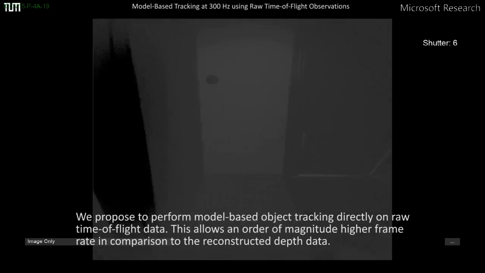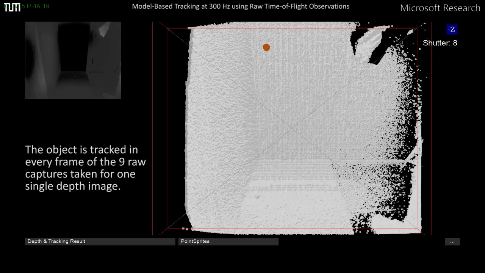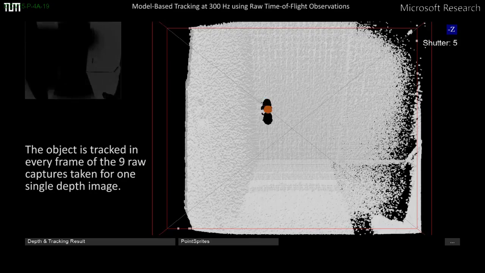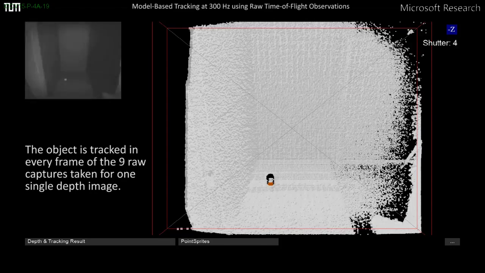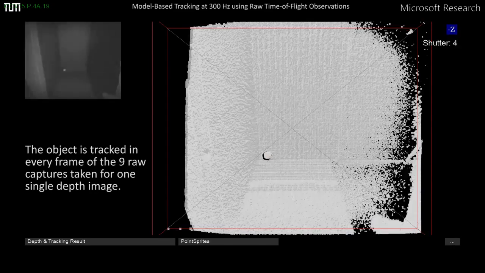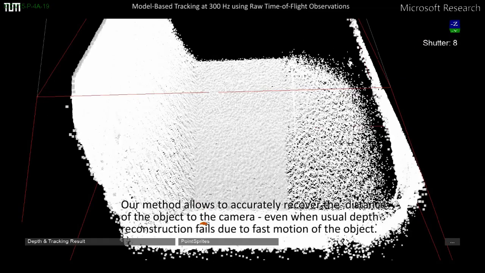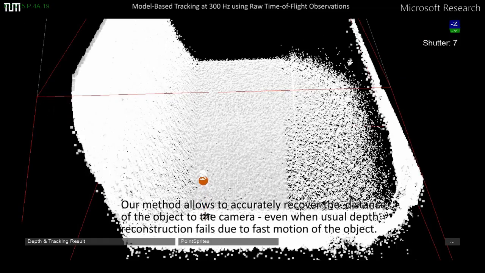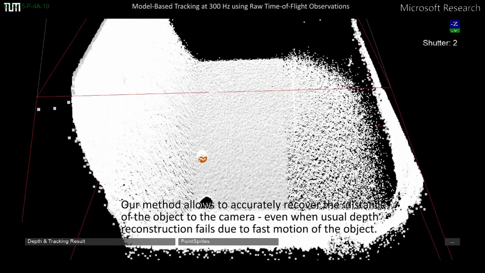The underlying technology of phase-based time-of-flight cameras is a phase-encoded infrared signal. We propose to perform model-based object tracking directly on these raw infrared captures, thus utilizing the much higher frame rate of the infrared captures. Because we use the phase-encoded signal for tracking, our method allows to accurately infer the object's distance to the camera, even when the usual depth reconstruction fails due to fast motion of the object.